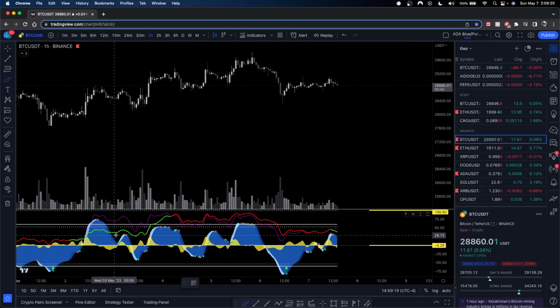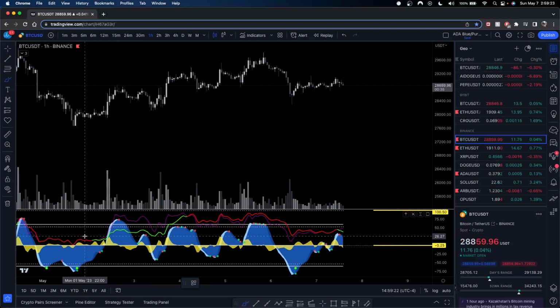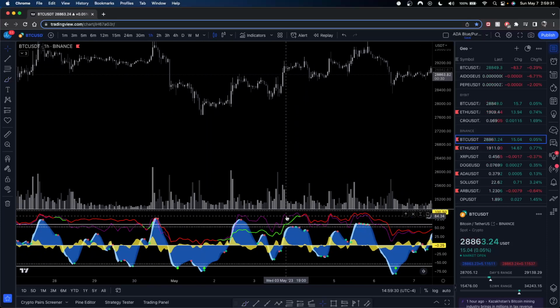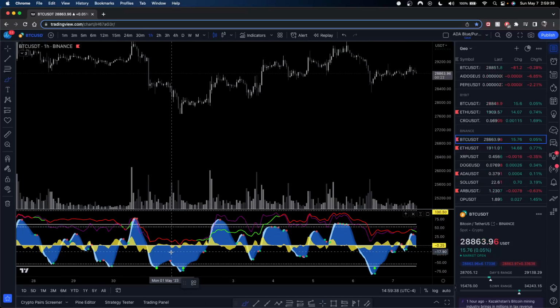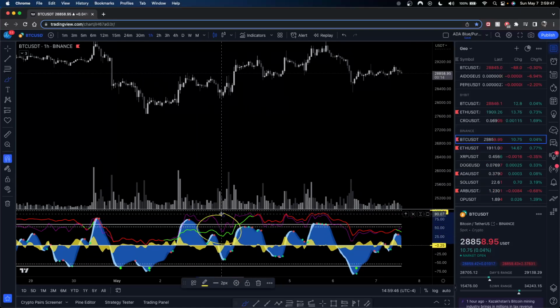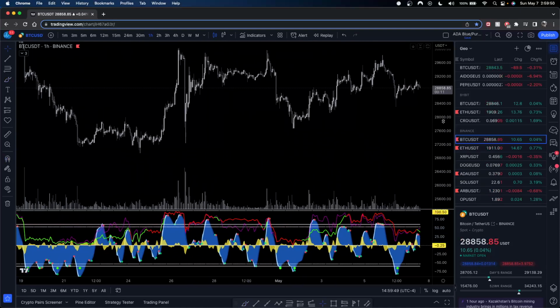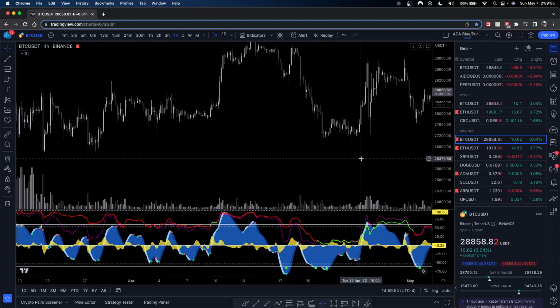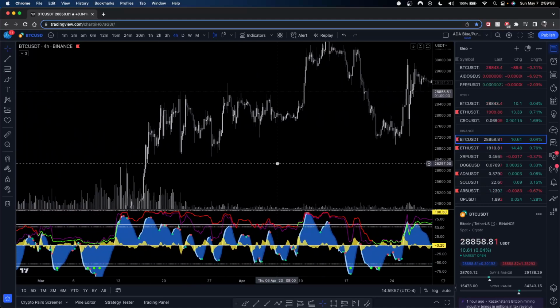But when one crosses over the other, the colors change. I don't really focus on the colors. What you should focus on are whether or not these RSIs are together like this or whether they're separate like this, okay? When your RSIs are together, it signals a stronger move, whereas when they're apart, it signifies a weaker move. So let me see if I can find a good example of it, maybe on the lower time frames.